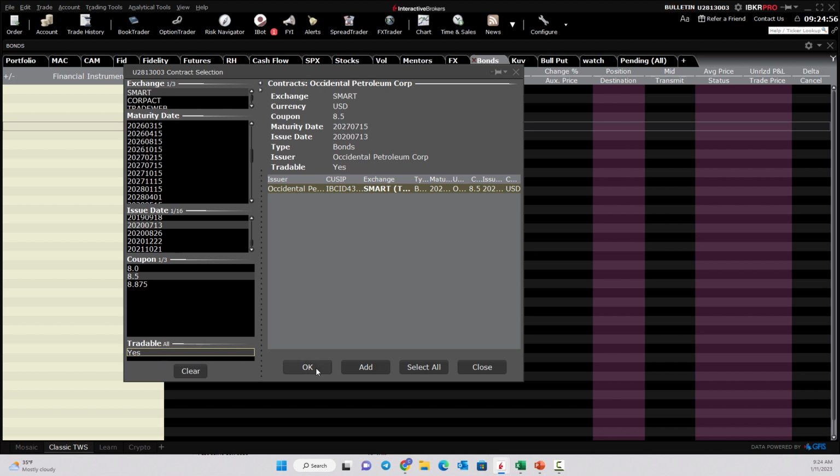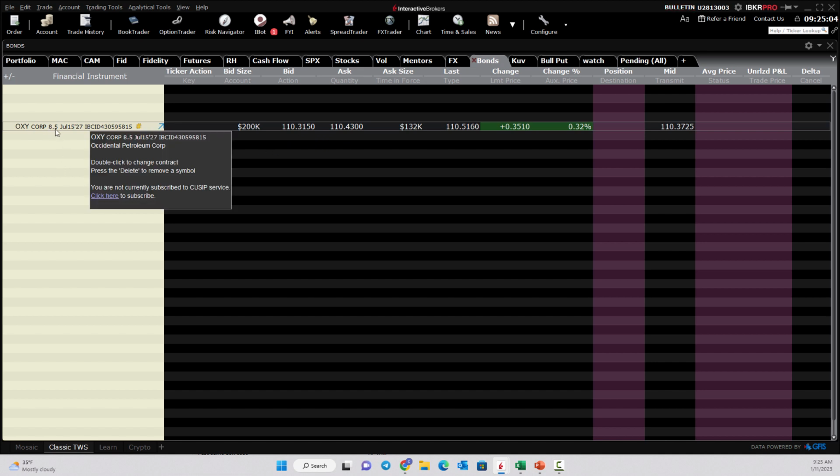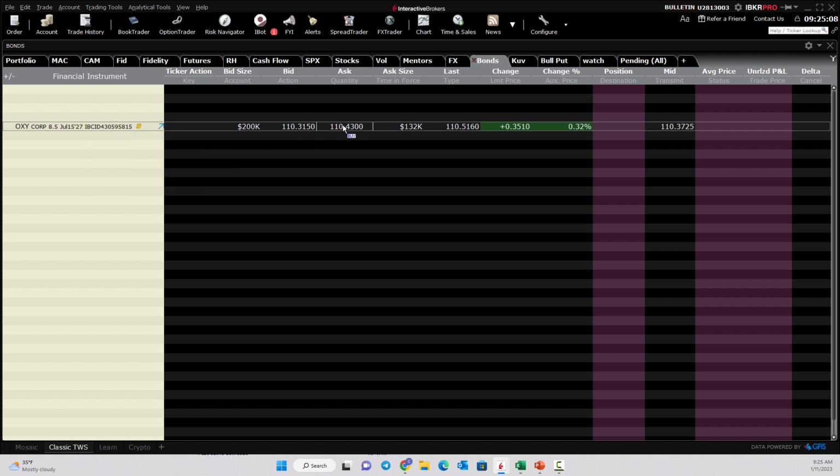But after that, you can buy and sell these in the secondary market. And you can see that these are yielding 8.5% until July 15th, 2027. But we have to pay more than face value for them. This is going to cost us 110. A bond at fair value, at face value, is basically worth 100.